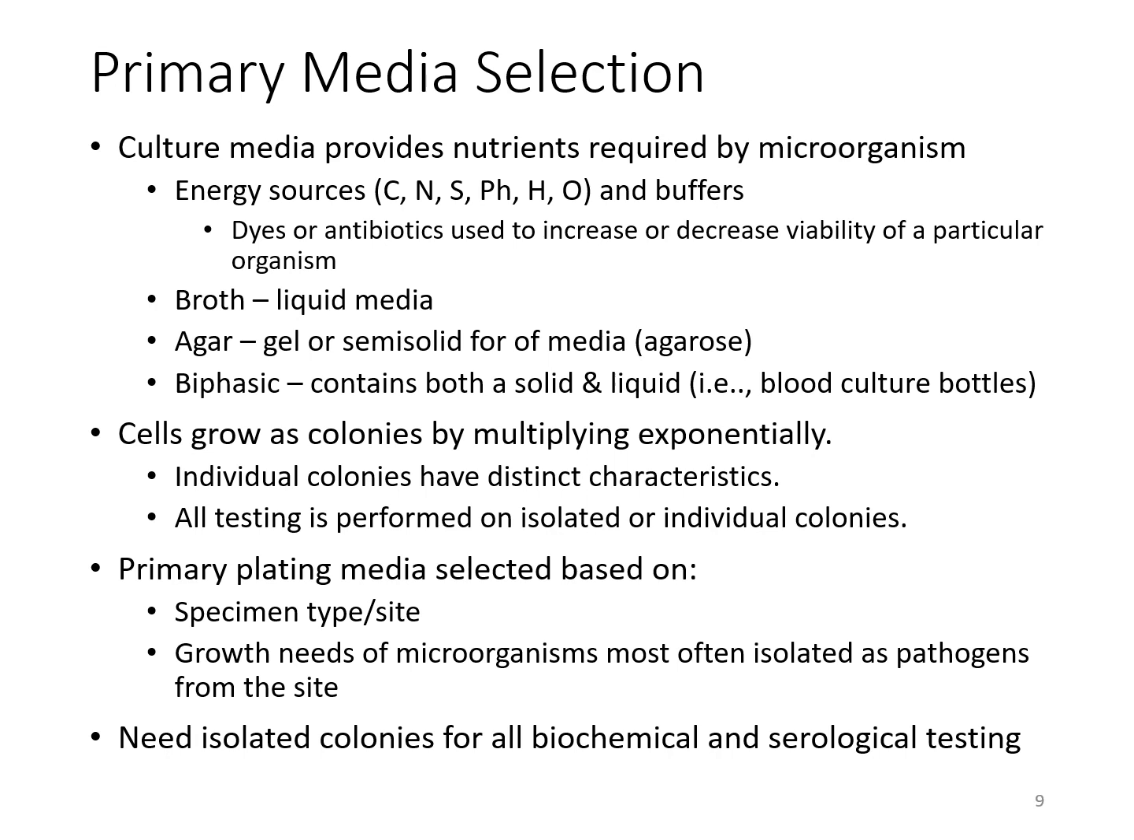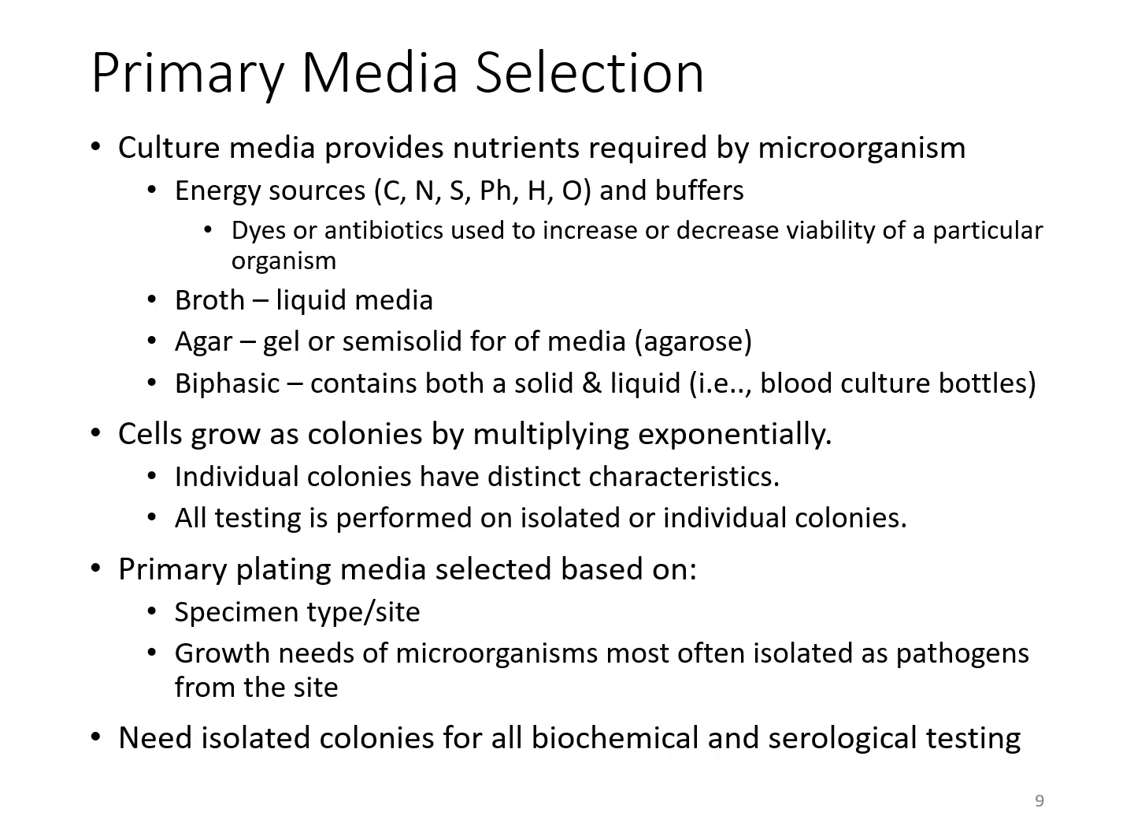Now, cells grow as colonies by multiplying exponentially. This means that individual colonies will actually have very distinct characteristics, and within those colonies you have multiple organisms that live and reside in that one little colony. Now, all testing that you are going to perform will be off of an isolated individual colony. So when we say isolated, it means that it looks like it's only one organism that's growing in that group. You don't have any other organisms touching it or any other colonies touching it. So you're just working from that one little circular type of colony.